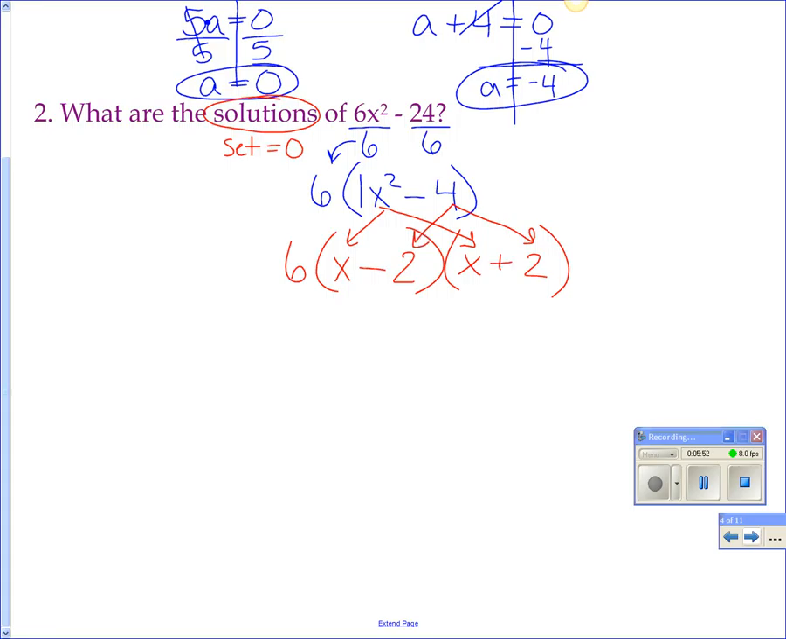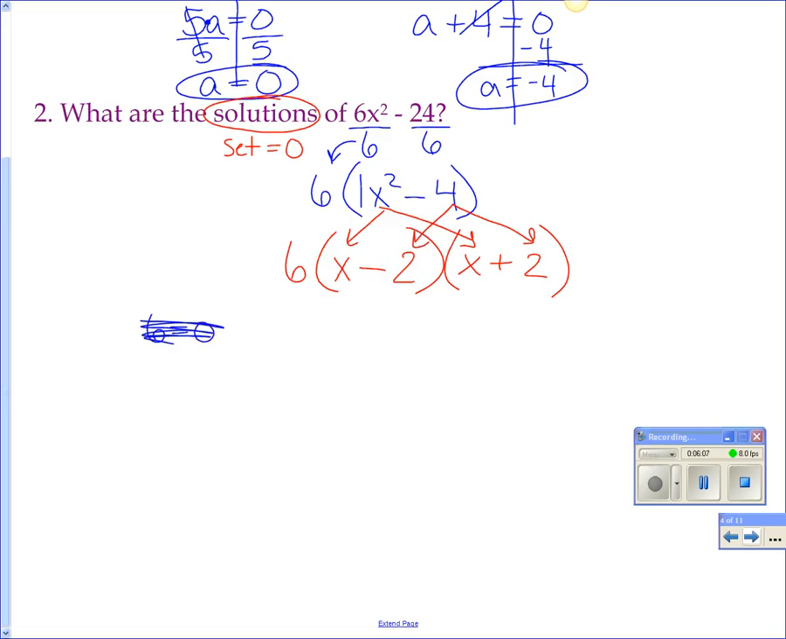You only have to set stuff with letters equal to 0. So like if you put 6 equals 0, that doesn't make any sense. There's nothing you can do. So you don't have to set it unless it has a letter with it.